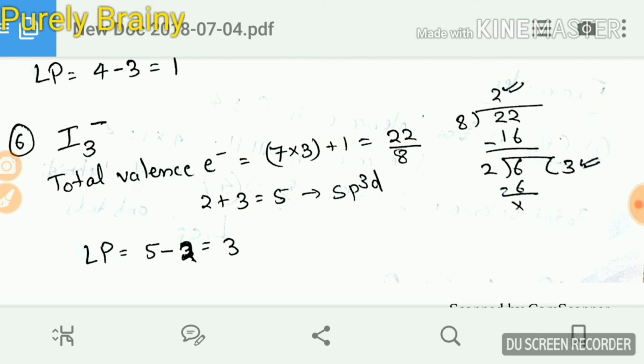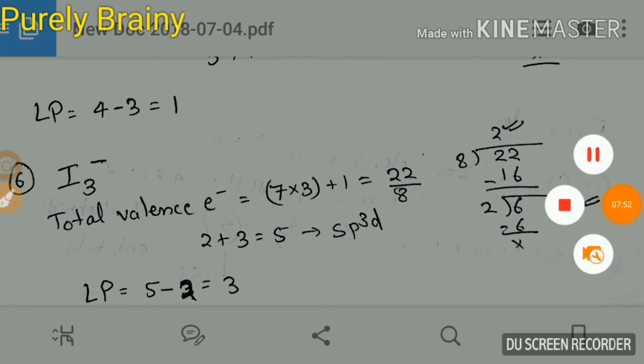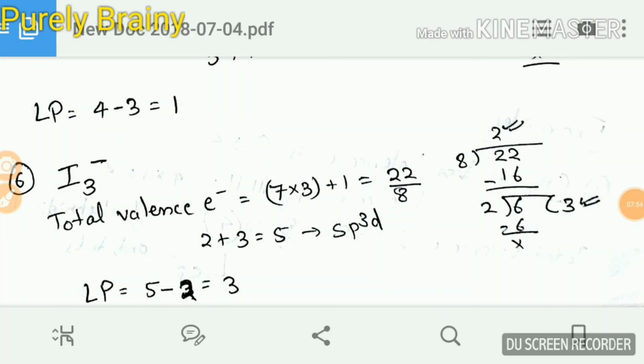Now again 22 will be divided by 8. It goes 2 times, that is 16, and the remainder is 6. We will divide 6 by 2 and the quotient comes 3. Now we add both the quotients, that is 2 and 3. So the total number of hybridized orbitals is 2 plus 3 equals 5. Therefore the hybridization is sp3d.